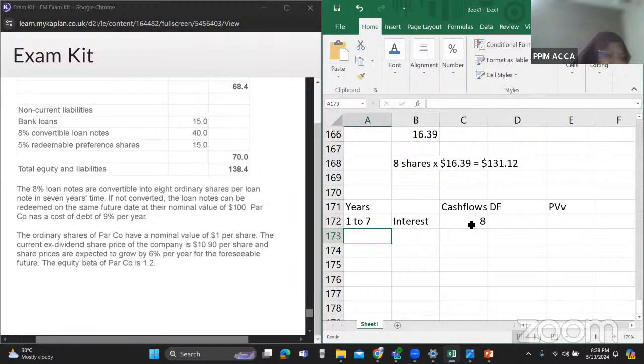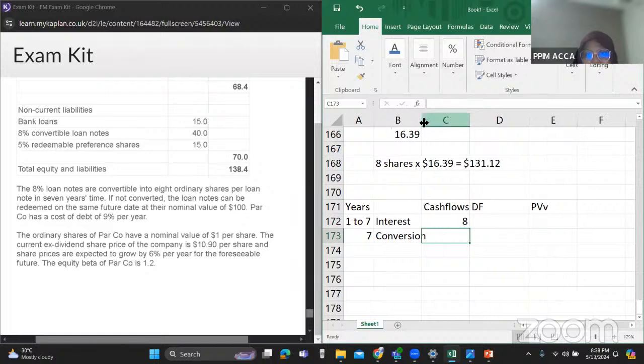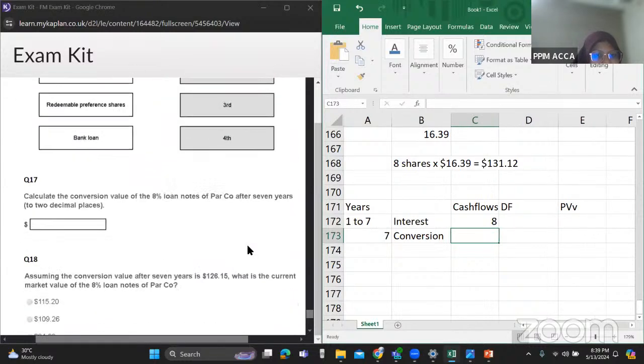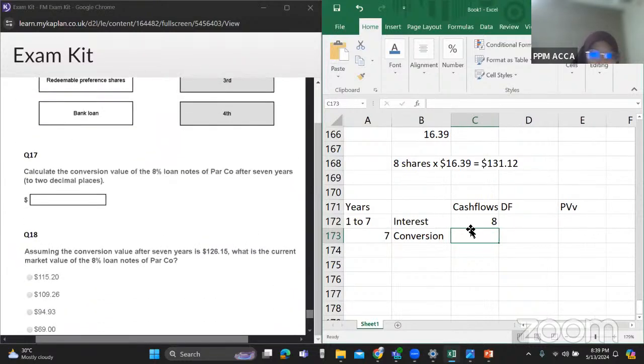Okay. Then in year 7, we are going to convert. So the conversion is going to happen. So in year 7, we are going to convert. How much are we going to convert? At 126.15.